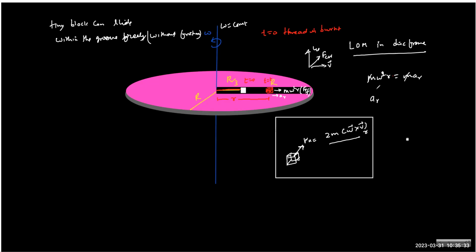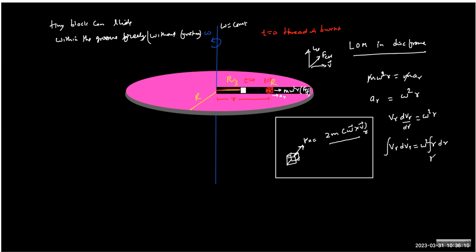So what is AR here? It is a function of R, since omega is constant. Can we use the kinematic equations? No. So what can we use? Calculus, V dV by dx, where x is R. So VR dVR equals omega square R dr. We can integrate now.